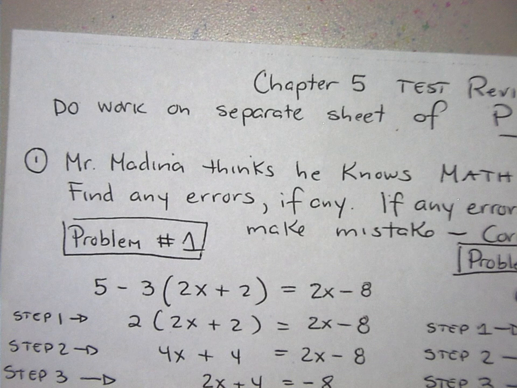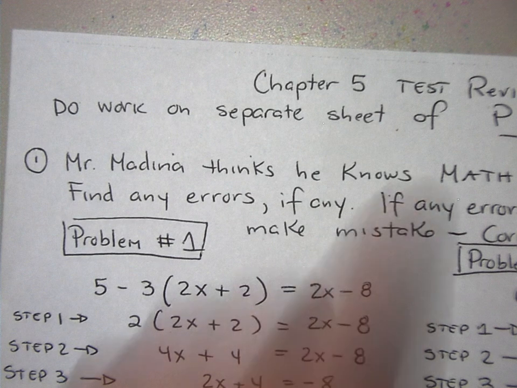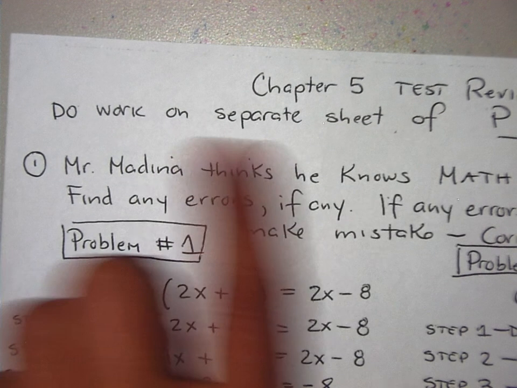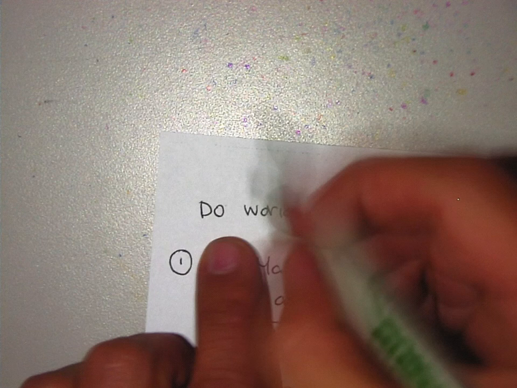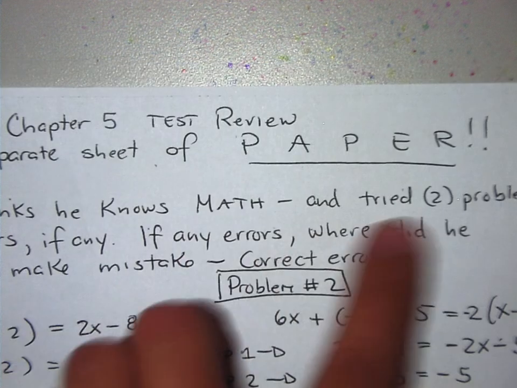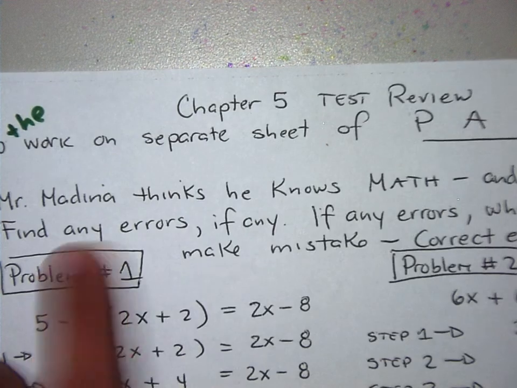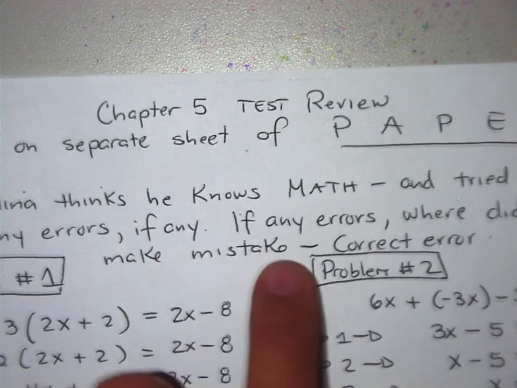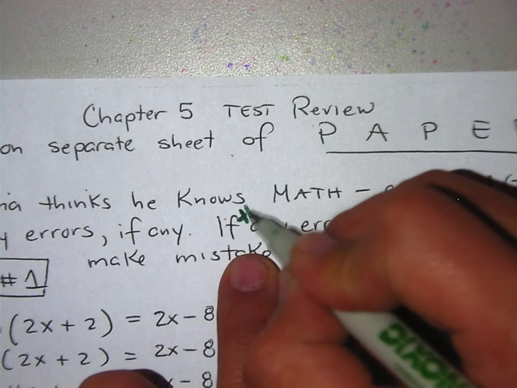So let's go ahead. This is your test for tomorrow. Chapter 5 test review. Do the work on a separate sheet of paper. Do the work. I should have put do the work. Mr. Medina thinks he knows math and tried 2 problems. Find any errors, if any. If there are any errors, so I made a mistake here.